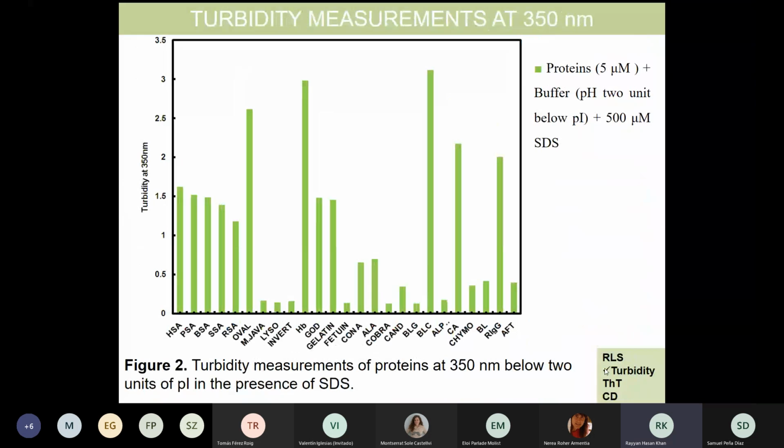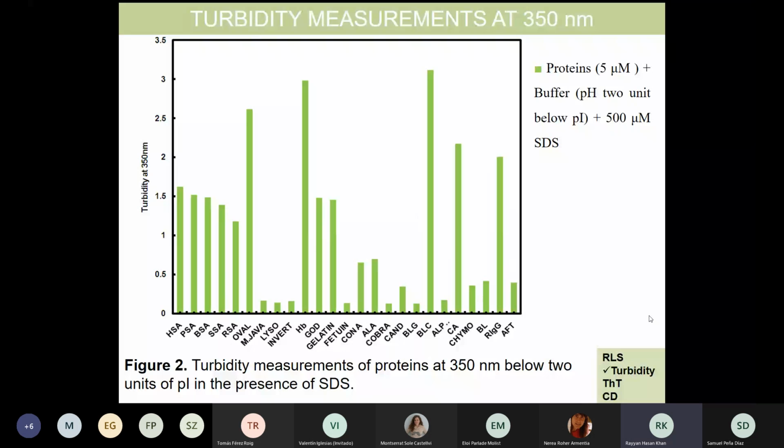Now the turbidity measurements were also performed by taking different proteins, which are shown on the x-axis, under the condition of 5 micromoles, 2 units below pI, and 500 micromoles of the SDS. So all of them show a positive turbidity measurement.